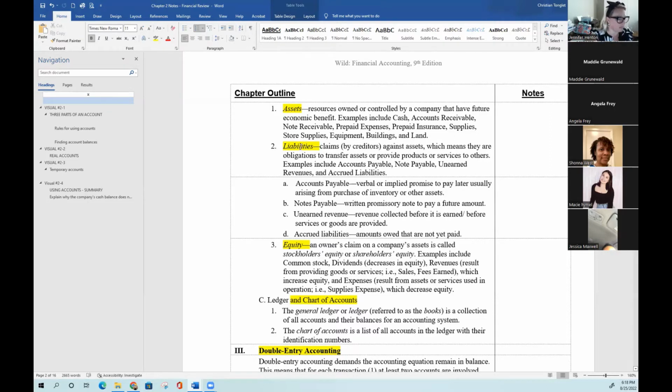Then we have liabilities. So if you want to remember liabilities as I'm liable to pay something in the future, I owe them a service. I have to do something. I have to pay or I have to provide a service. That's a liability. I'm liable to pay out in the future. That should help you remember what the liability is.